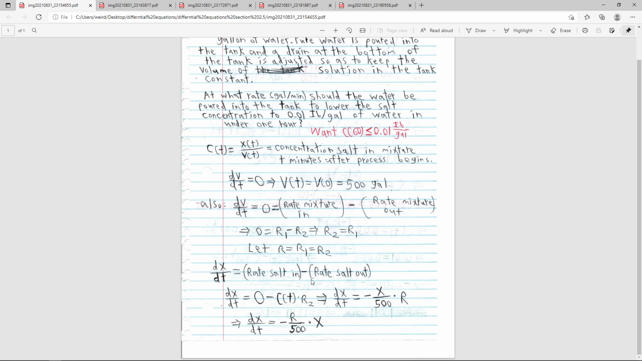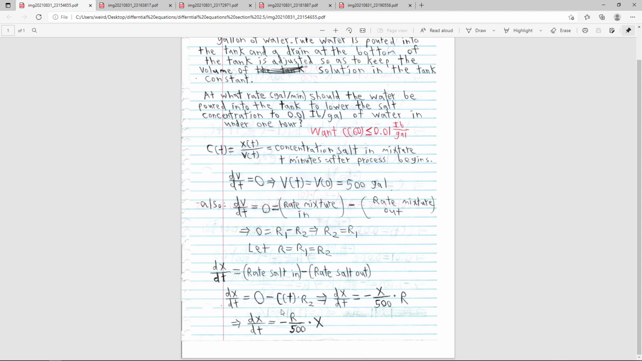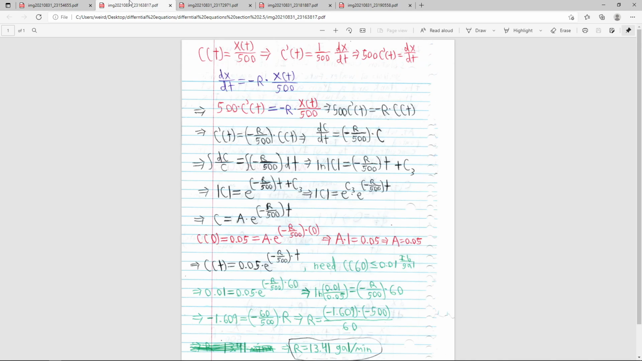So dx/dt is rate in minus rate out, of the salt. And it's going in at 0 because it's pure water being poured in. And the rate out is basically concentration at time t times R2. It'll be 0 times R1, so that's 0. And we can substitute that in just for R as we showed earlier. So it's dx/dt equals negative x divided by 500 times R, or negative R divided by 500 times x is dx/dt. You can rearrange it many ways.